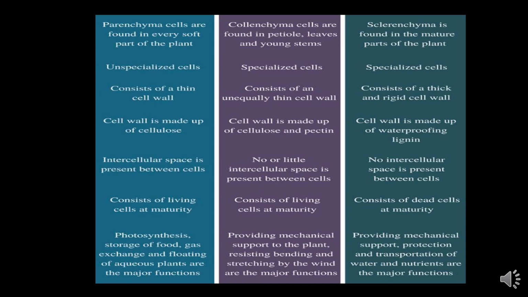Intercellular spaces are present between the cells. Very little intercellular spaces are present in Collenchymatous cells, whereas no intercellular spaces are present in Sclerenchymatous cells. Parenchymatous cells are living at maturity. Collenchyma cells are also living at maturity, whereas Sclerenchymatous cells are dead at maturity. Now the function of parenchymatous cells are photosynthesis, storage of food, gases exchange, and providing buoyancy in aquatic plants.